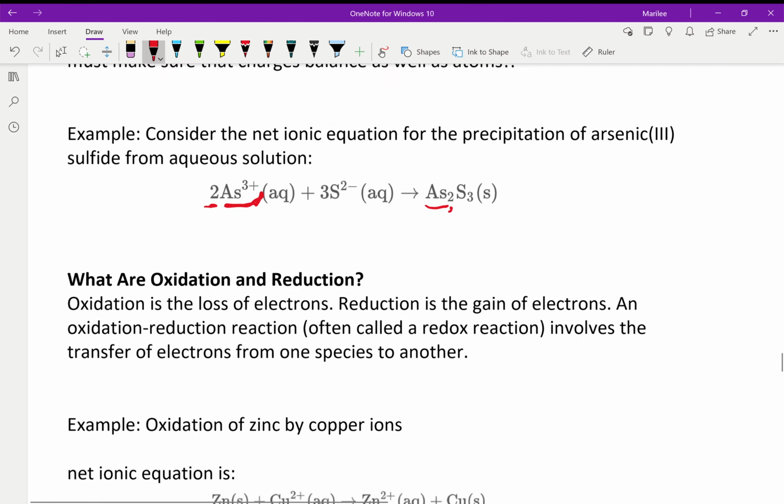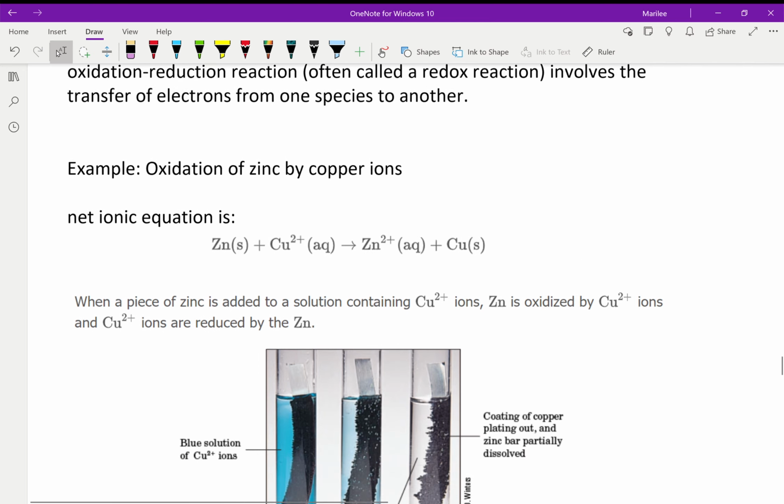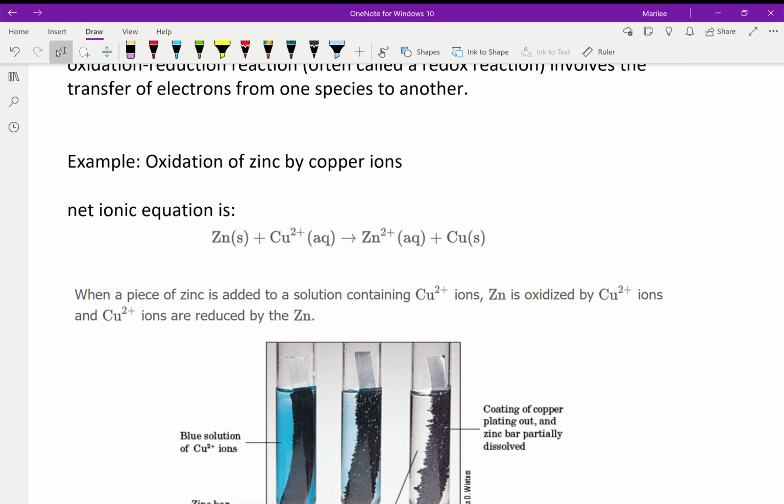So what are oxidation and reduction? Oxidation is the loss of electrons. Reduction is the gain of electrons. So an oxidation-reduction reaction involves the transfer of electrons from one species to another. An example of this is oxidation of zinc by copper ions. So our net ionic equation is Zn, which is solid zinc, plus our aqueous solution, which has the copper.